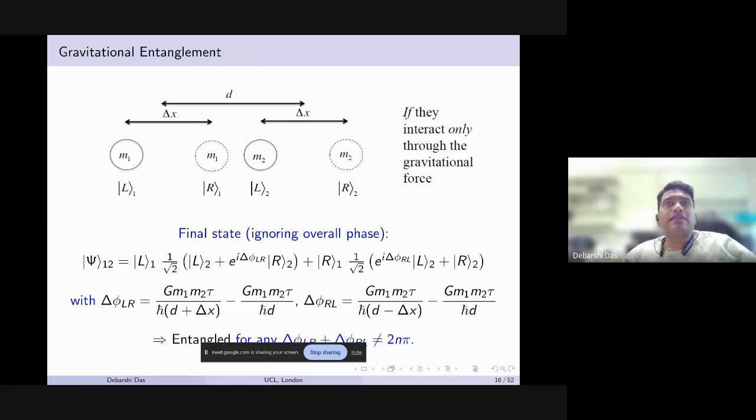And for a large mass, a beam splitter does not work, because the action of a beam splitter actually relies on quantum tunneling. And for quantum tunneling, the transmission amplitude becomes very small when the mass becomes very high. So how to do this experiment, or how to witness the entanglement in reality?